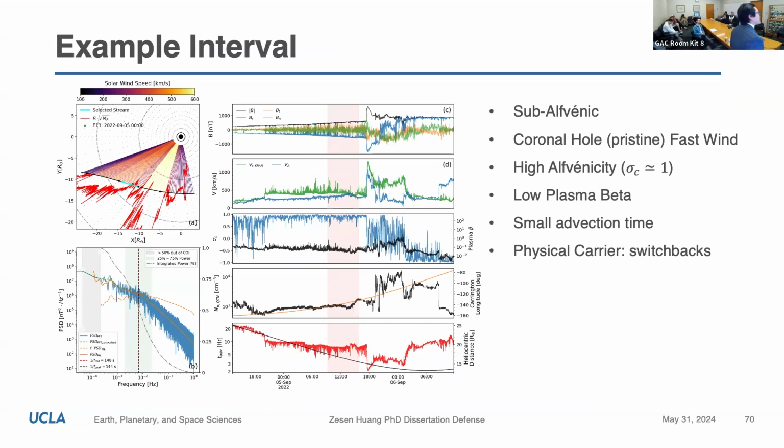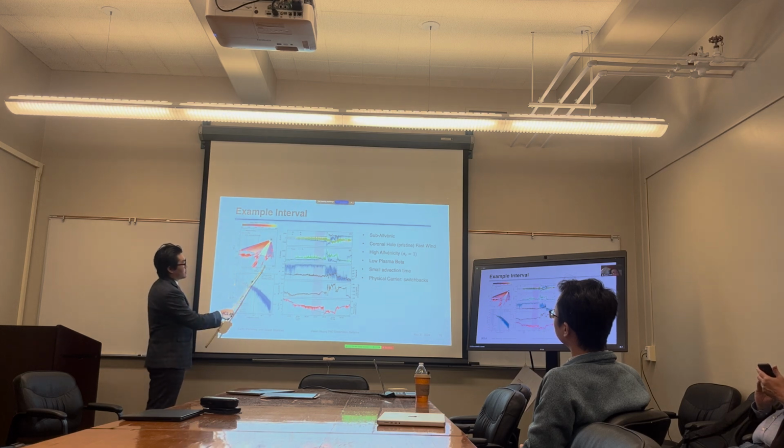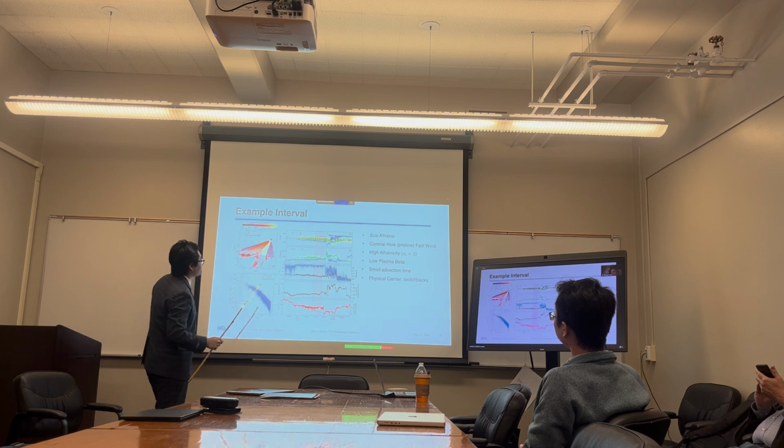Let's look at one of these intervals here. This is the interval that I showed earlier. You can see here, Solar Probe is actually moving very quickly for this interval. This interval is 6 hours. Most of the movement is actually in the parallel direction, which is more significant. But let's forget about it.